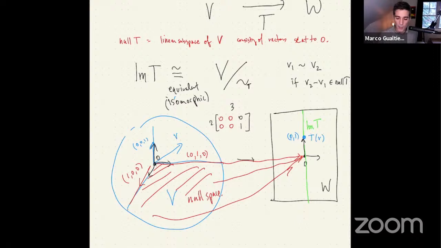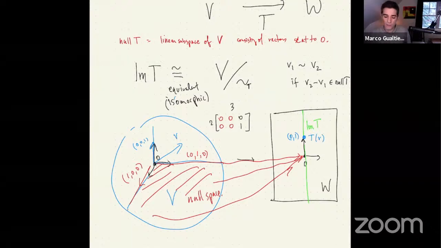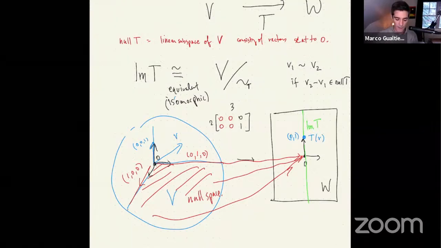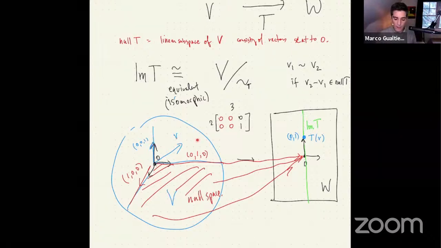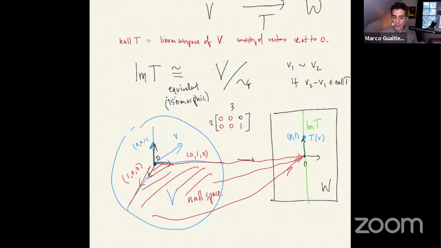And you can even see what the null space is. You can see that the first basis element is sent to 0, and the second basis element is sent to 0. So the span of the first 2 basis elements is the null space. Basically we say that 2 vectors are equivalent if they're at the same height. If they're at the same height, that means they differ by something in the null space, and they will be sent to the same point down here.